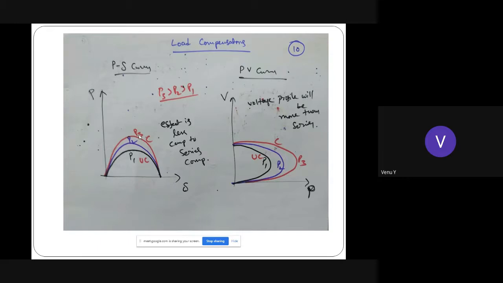Therefore, the effectiveness of the shunt compensator for the improvement of transient stability or angle stability, compared to the same capacity of series compensator, is lower. It is less compared to the series compensator. Therefore, the series compensator is much more effective for improvement of stability than shunt compensator. That is the important conclusion.